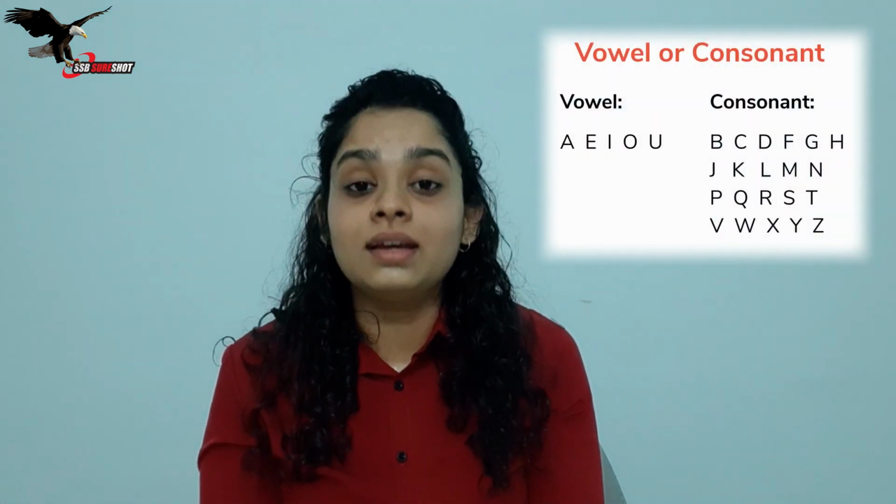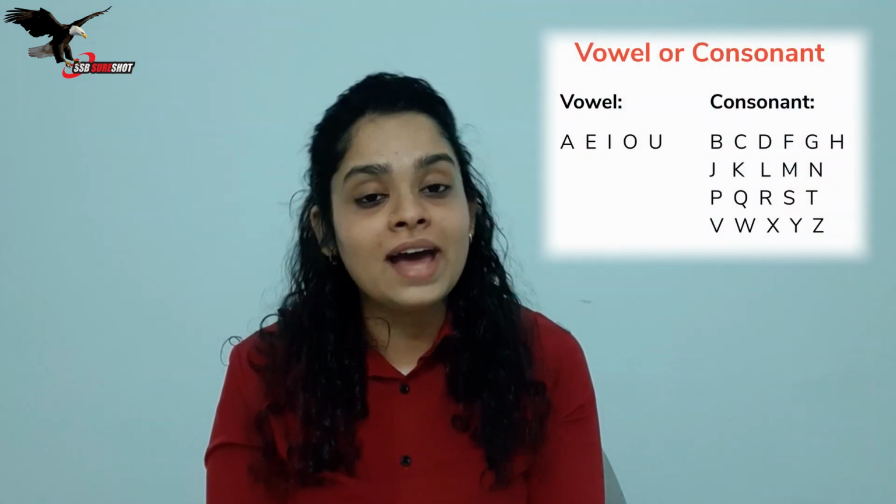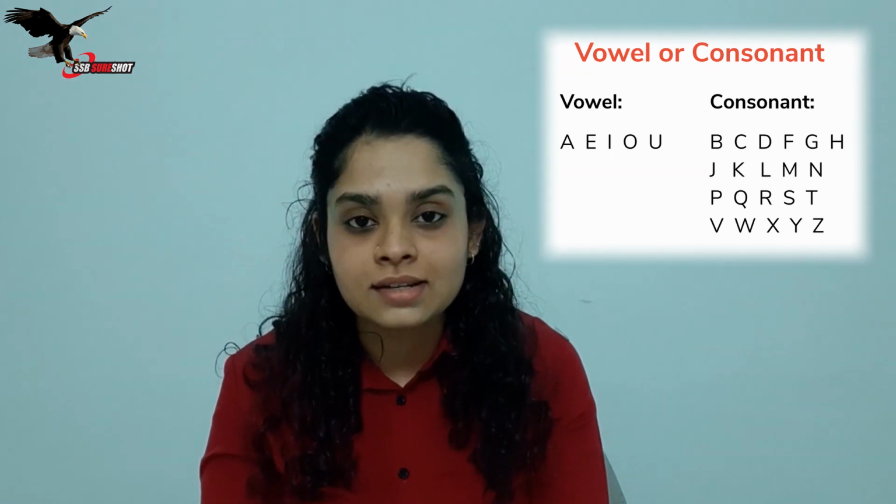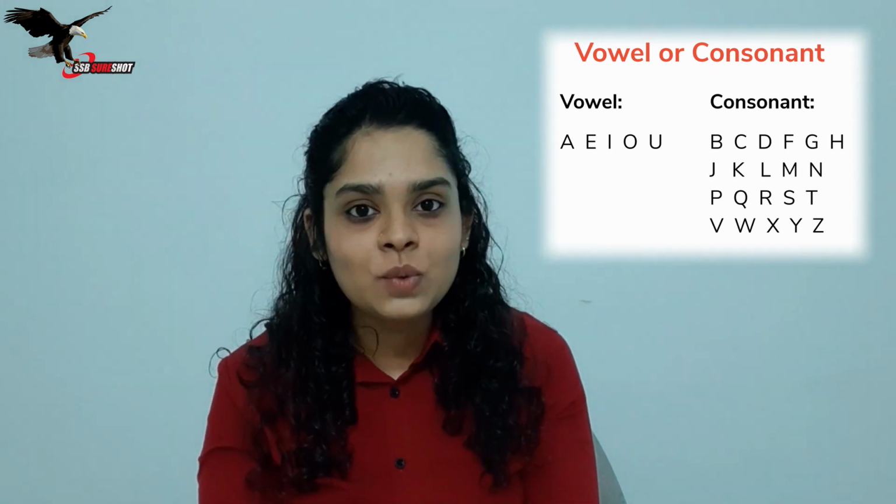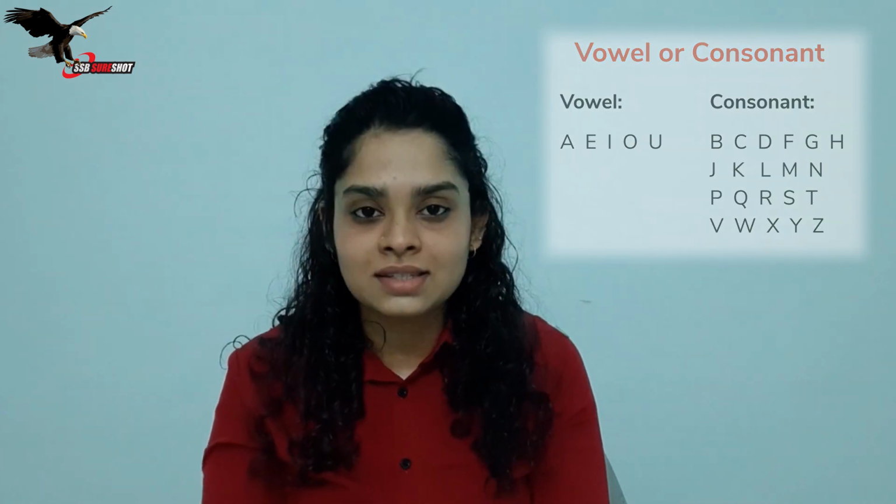But before we jump into articles, it is very important for us to know what are vowels and what are consonants. The English alphabet is divided into 2. Vowels, they are A, E, I, O and U. And all the other letters in the alphabet which are not in the vowels are the consonants.